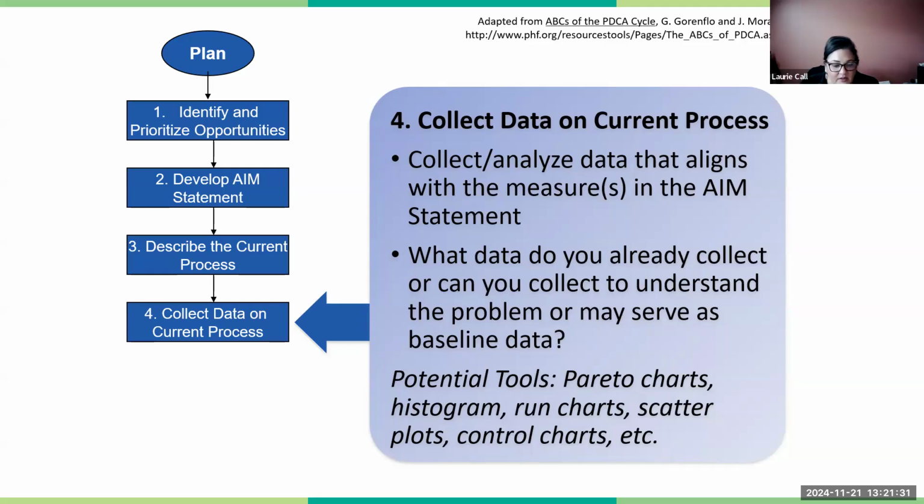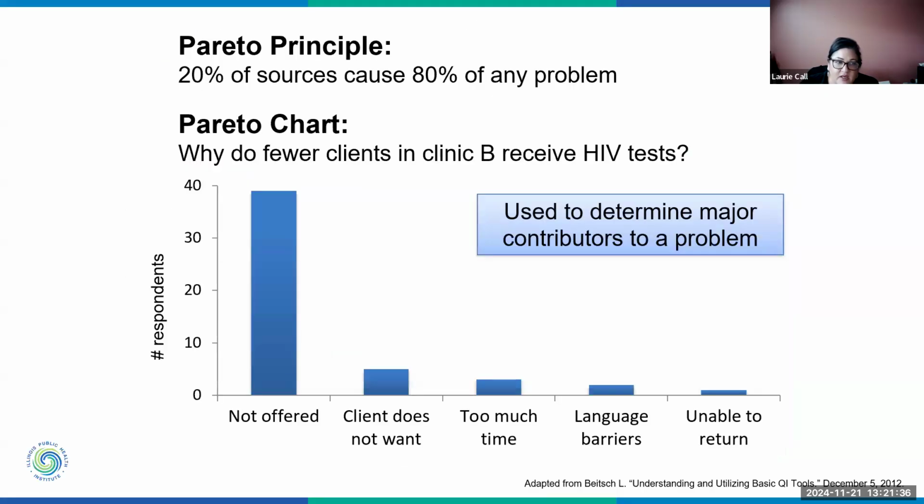So I want to talk about one of those tools, which is the Pareto principle and the Pareto chart. The Pareto principle tells us that 20% of the sources cause 80% of any problem in general. And so we are not looking to fix all the different potential causes of the problem. We're looking for that 20% that are causing 80% of the problem. Okay, so that is why we need to use data and collect data.